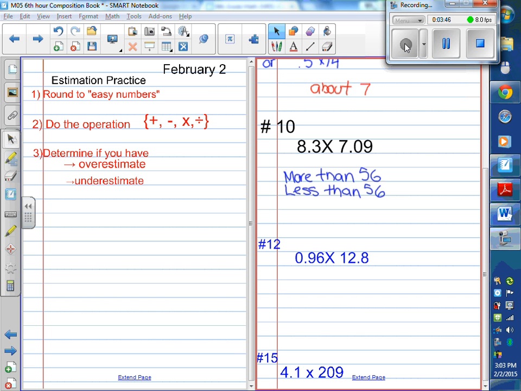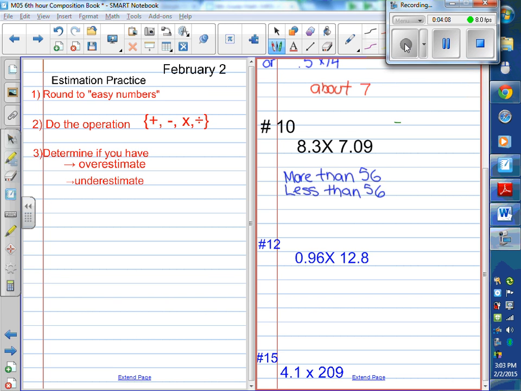So Sean. It's more than 56. So he says more. Can you do an estimate, or tell me why? Well, because you're multiplying 8 and a little bit by 7 and a little bit.